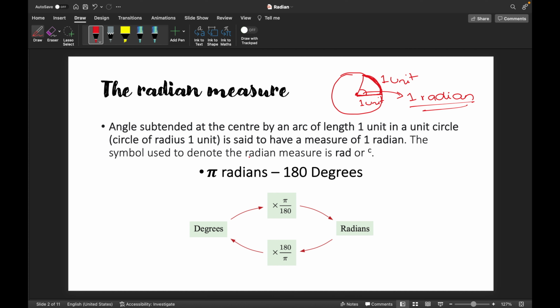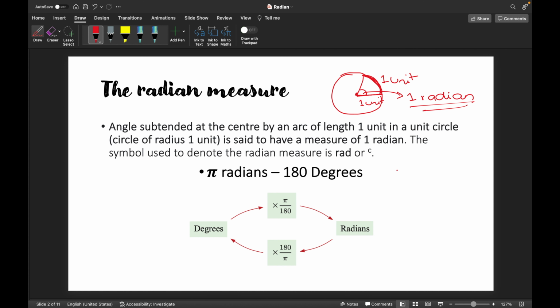So the symbol used to denote the radian measure is either rad or the small c, this one. So we can either use this or this. Okay, so now let's move on. Pi radians equals 180 degrees. That's the conversion factor. If we want to convert from degrees to radians, we multiply by pi divided by 180. And if we're converting from radians to degrees, we multiply by 180 divided by pi. Okay, this is pretty simple.